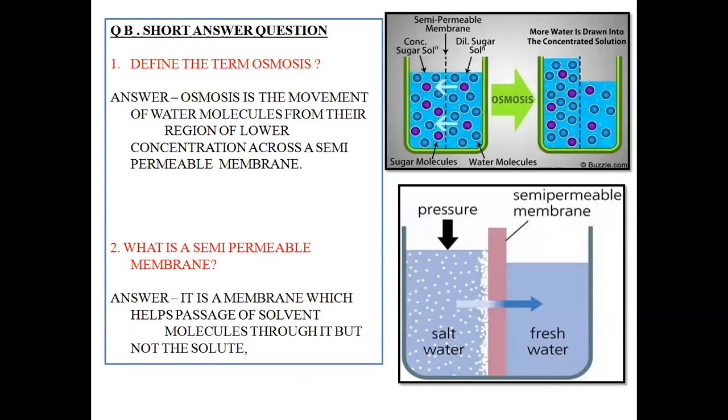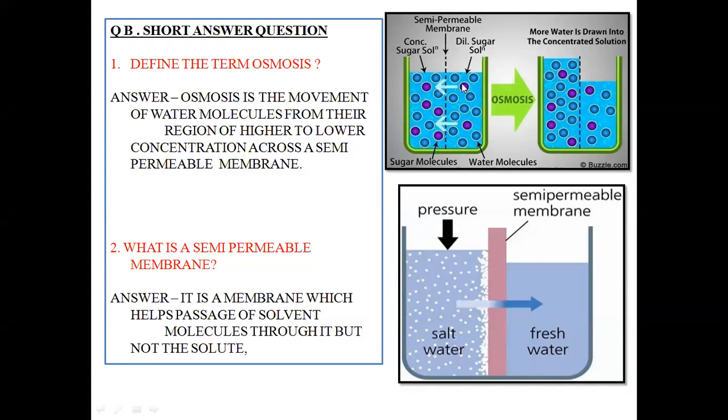Now, let us discuss the short answer questions from this part. First is define osmosis. Osmosis is the movement of water molecules from their region of higher to lower concentration across a semi-permeable membrane.